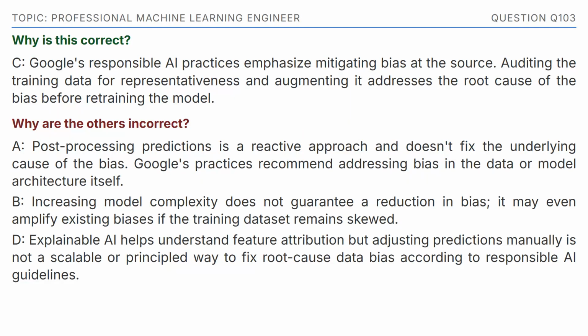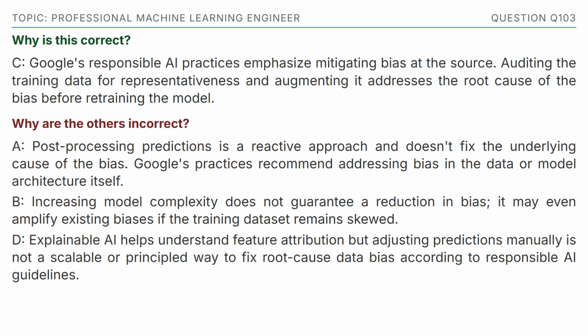Why is this correct? C. Google's responsible AI practices emphasize mitigating bias at the source. Auditing the training data for representativeness and augmenting it addresses the root cause of the bias before retraining the model. Why are the others incorrect?